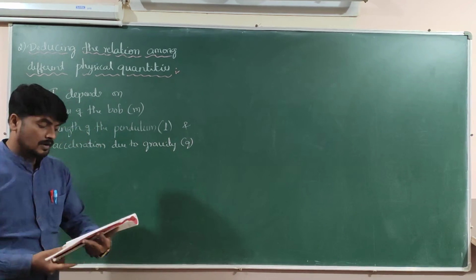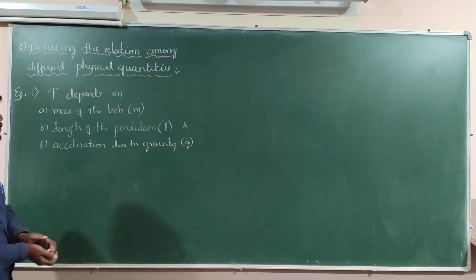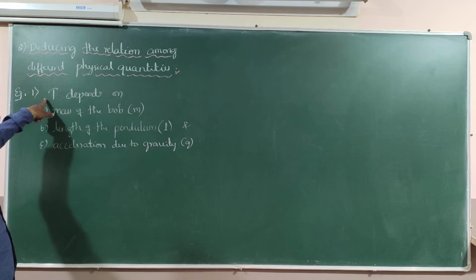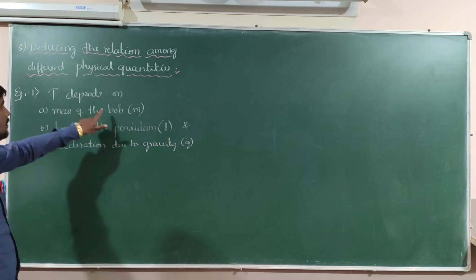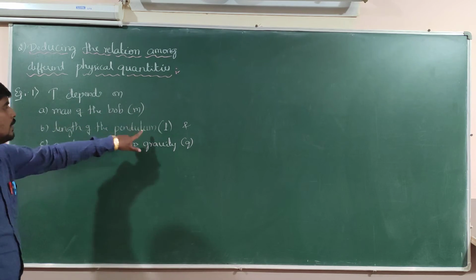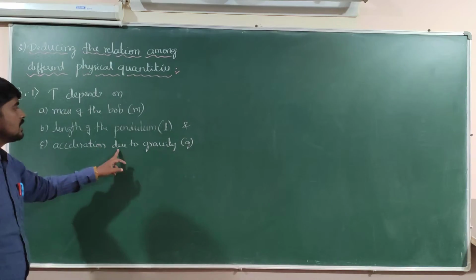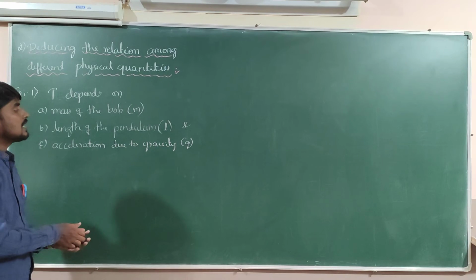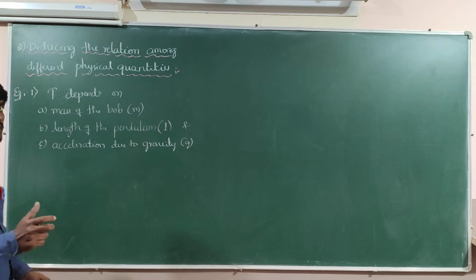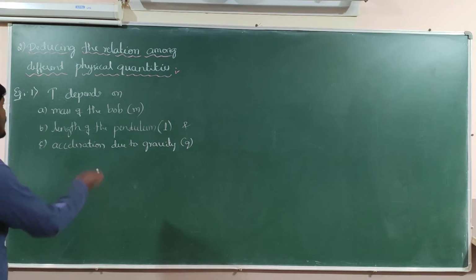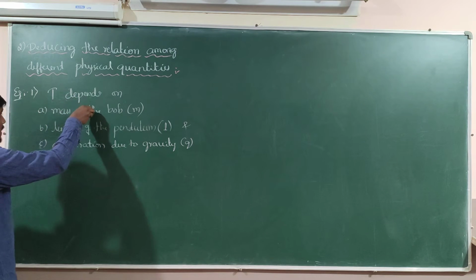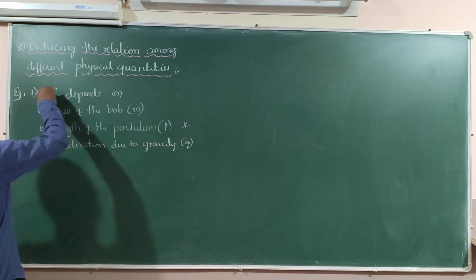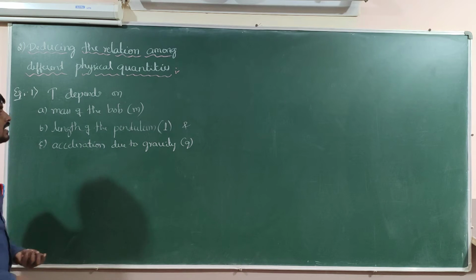Three things they have given here. The time period of a simple pendulum depends on the mass of the ball m, the length of the pendulum l, and the acceleration due to gravity g. First and foremost, we have to express this in a mathematical way. T is directly depending on this, this, and this. What is the meaning of this?